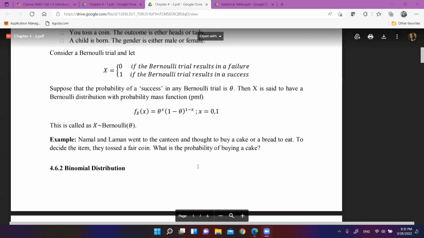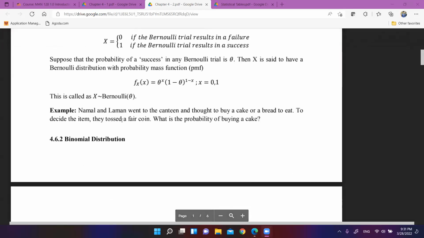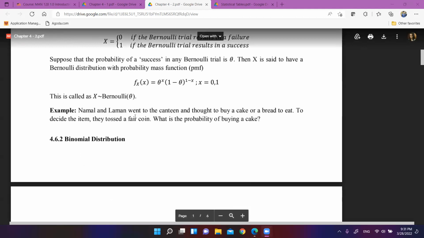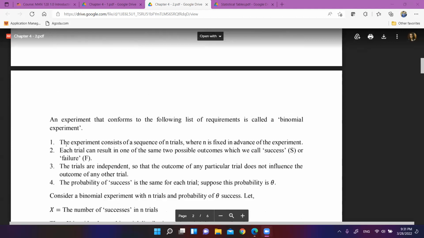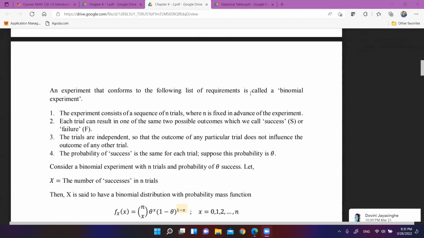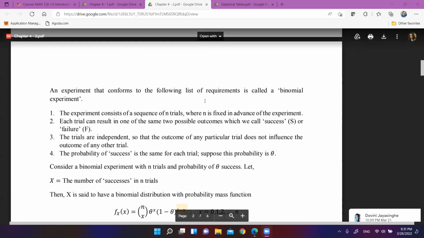Next one, binomial distribution. Bernoulli is this one. Bernoulli has just one trial. Binomial means you can have multiple trials, right? An experiment that conforms to the following list of requirements is called a binomial experiment.